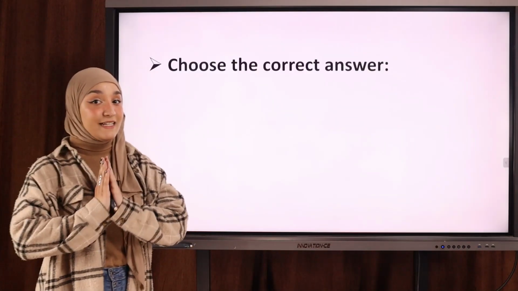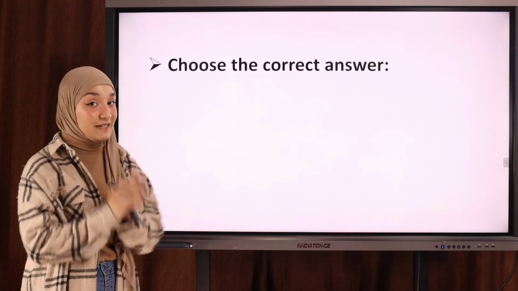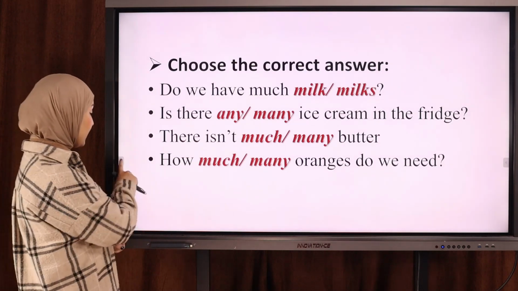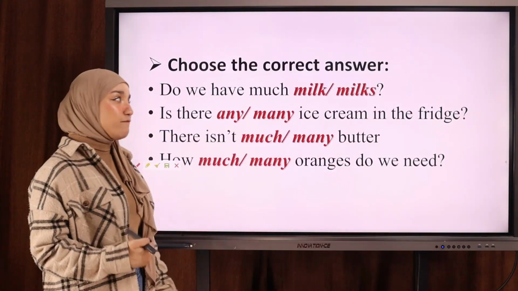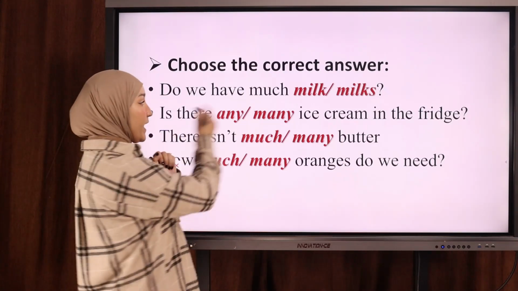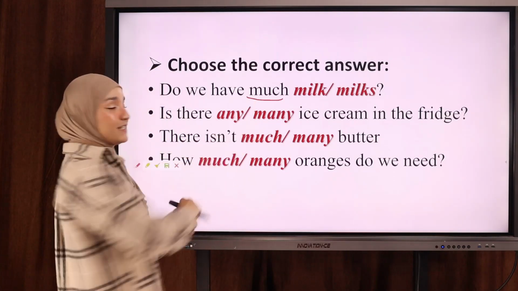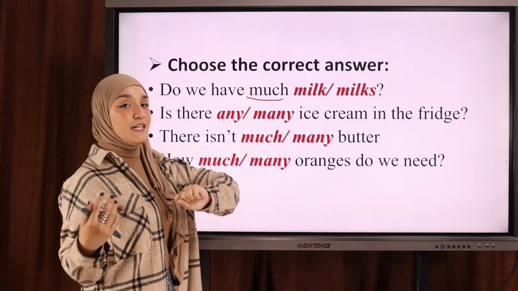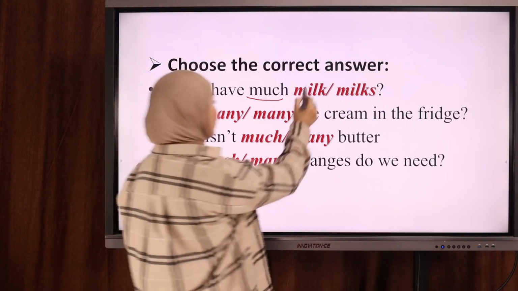Okay, so let's take a small tiny exercise. Choose the correct answer. Okay, so I have my sentences here. We start. Do we have much milk or milks? Which one is correct? And I am using much here. Do you think milk is countable or uncountable? Yes, of course. Do you have much milk?